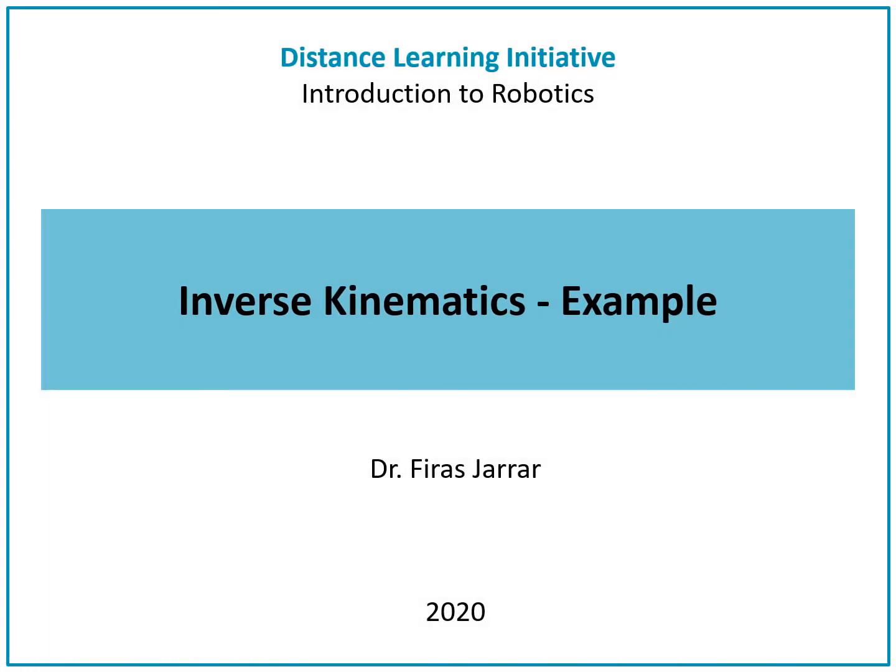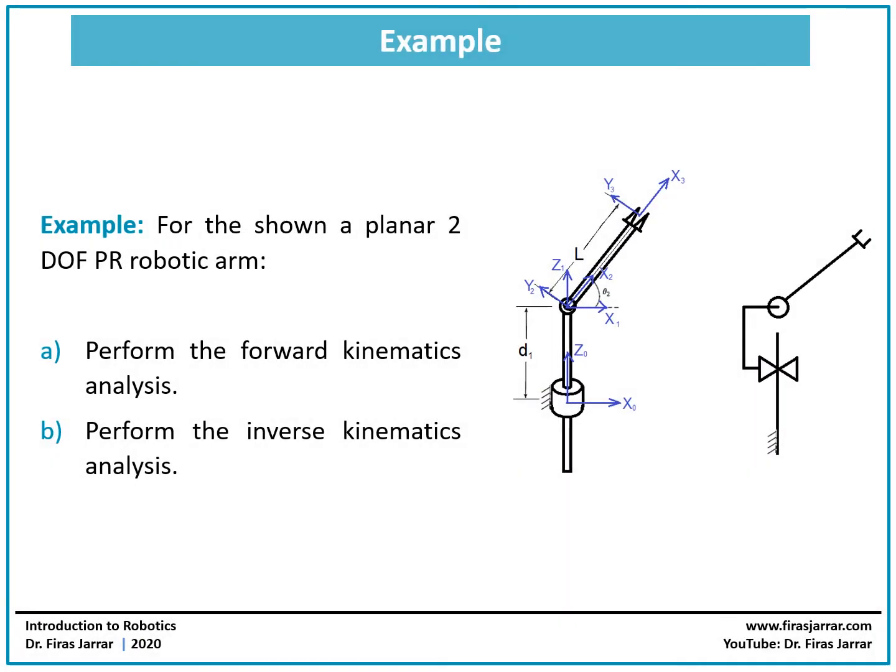Introduction to Robotics, Inverse Kinematics example. Here we are considering another example. This is a planar 2 degrees of freedom robotic arm. It has two joints, one prismatic and one revolute.